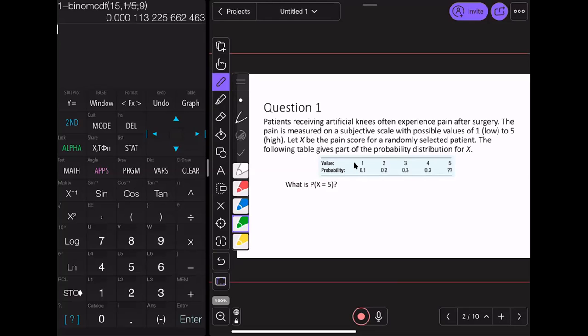Okay, so here's our table. And remember that the sum of the probabilities in this table all have to add up to 1. So if we're trying to find the probability that X equals 5, we need to find this missing information. So what we need to do is add up all the probabilities. So it's 0.1 plus 0.2 plus 0.3 plus 0.3. That's 0.9. And then to find the missing one, we subtract that from 1. That equals 0.1.